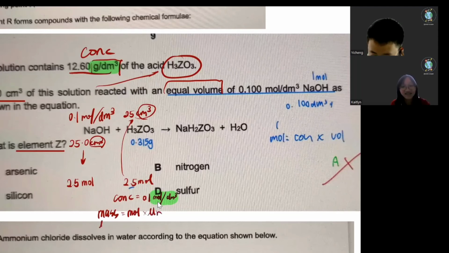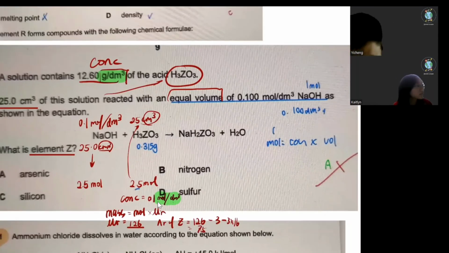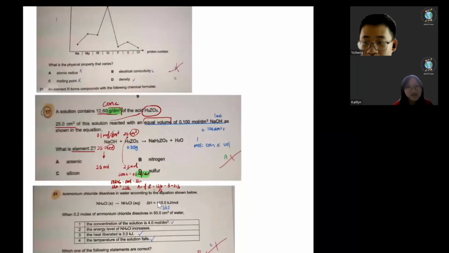Exactly. Wonderful. So the Mr of this would be 126. Then to find the Ar of element Z, 126 minus 3 times 16, we have 75, and if we check, that's right. So the answer is A. That's about this question.